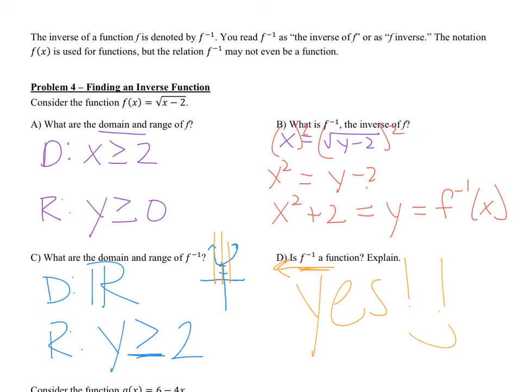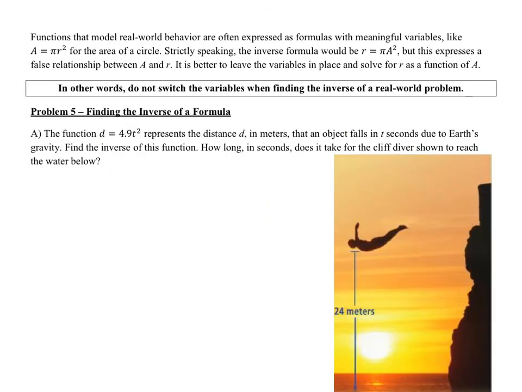You should try the next one by yourself. If you want to read this whole shebang up here, you should go do that. What this basically is saying is that when we have a function, a lot of times, like the area of a circle, radius squared pi, these things represent something in the real world. So we can't just flip-flop them. Strictly speaking, the inverse formula would be to solve for the remaining variable.